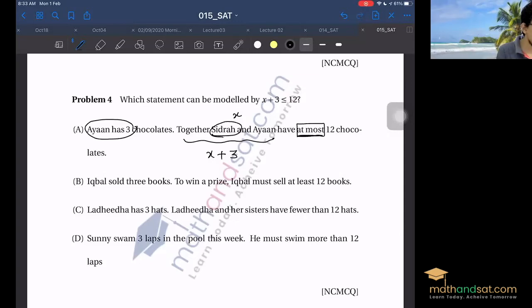So this number X plus 3 has to be less than or equal to 12. When you see a word problem, you should be able to look at the wordings. You have to catch the significant part. The significant things are there is a number, there is an unknown variable, and there is a condition that translates to an inequality.